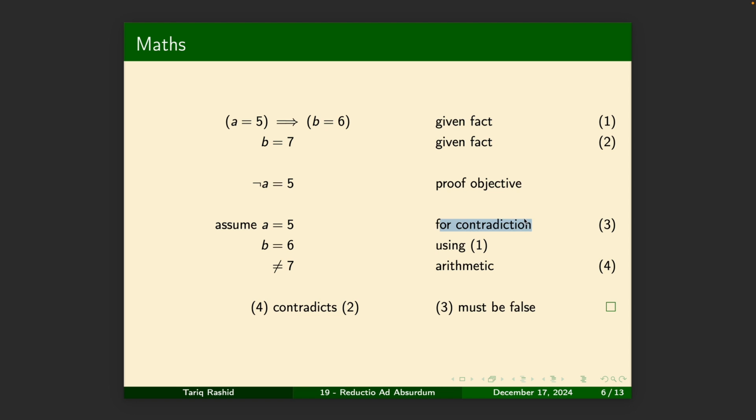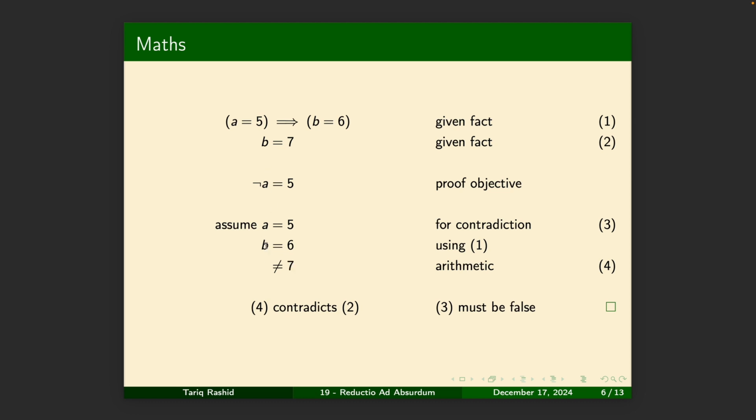When you write maths proofs, you often write that. You say, for the purpose of contradiction. So we assume A is 5. And where does that take us? Well, we know from the first given fact that if A is 5, which we're assuming now, then B is 6. Cool. So we've got B is 6. B is 6 is not 7. That's simple arithmetic. So B is 6, but it's not 7.